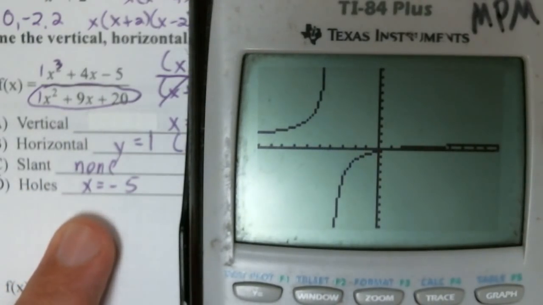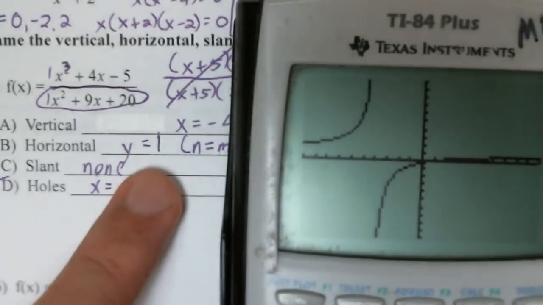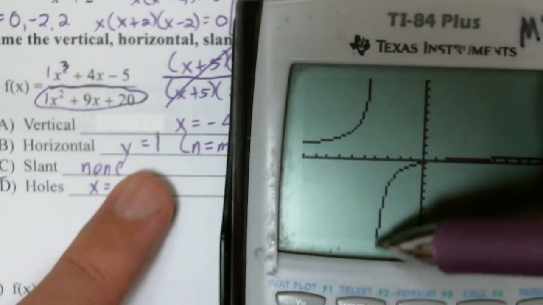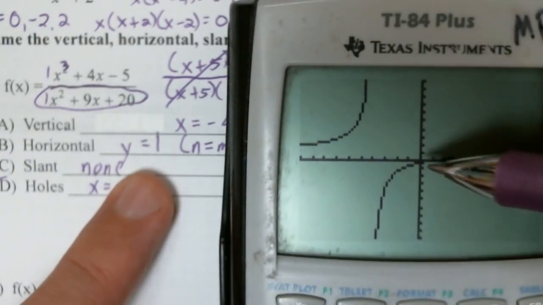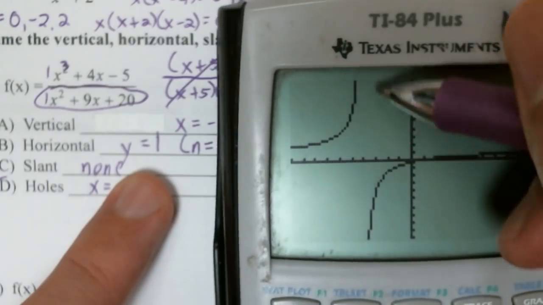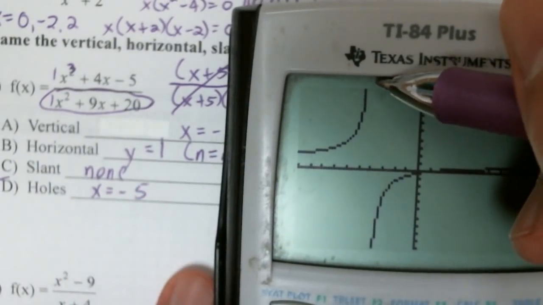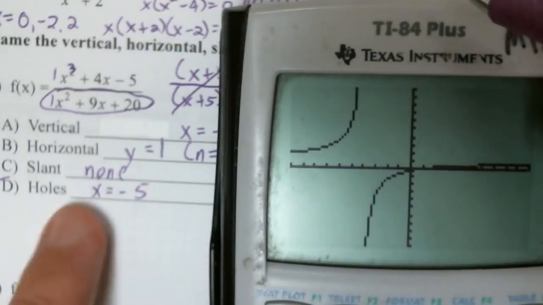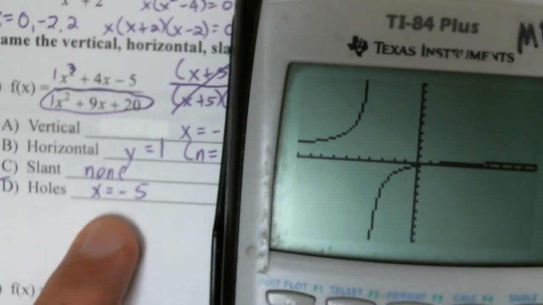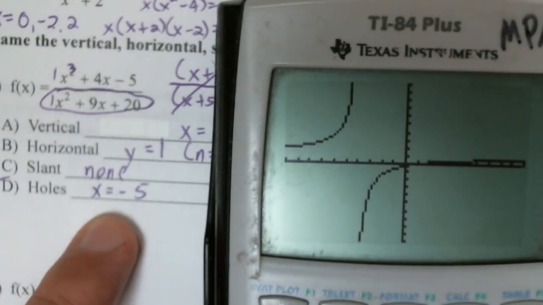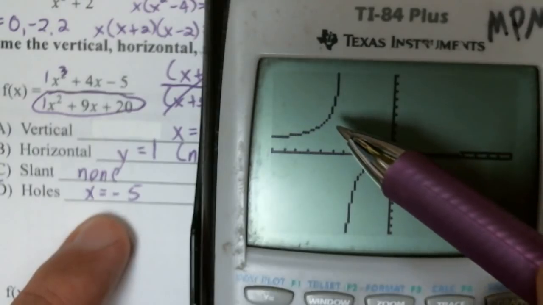Okay, so there's our graph. Notice we basically only have this one asymptote at negative 4. So there's 1, 2, 3, 4. There's that vertical imaginary line. What about this hole at x equals negative 5? Where's this hole? You can't see it on the graph because we're not zoomed in enough.